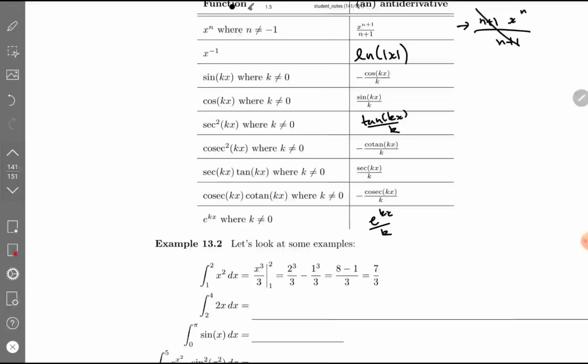So what does that mean? What that means is we have an easier way to solve our integrals.